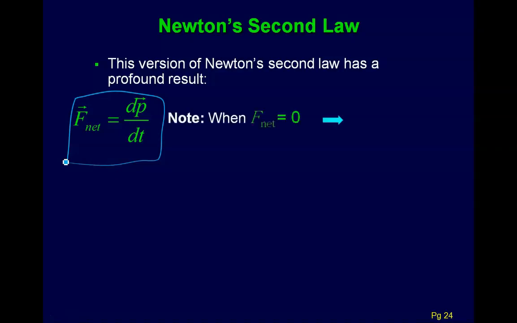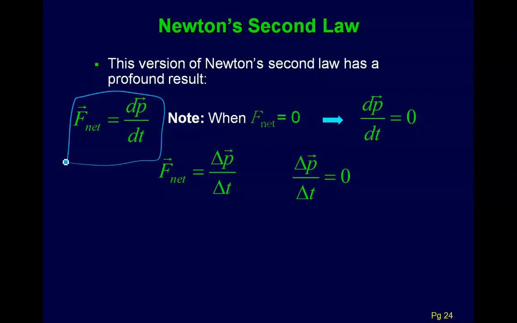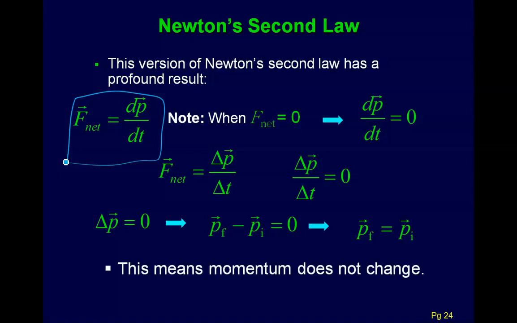When the F net is equal to 0, this implies that the first derivative of momentum with respect to time is 0, which implies that the momentum has to be constant, and therefore it's conserved. Another way to think about this, which can be handy, is to write the derivative as delta p over delta t. And if that equals 0, then you can also see that delta p equals 0, which means that p final minus p initial equals 0, which implies that they have to be the same thing. And so whenever the net force is 0, momentum does not change, and we say the momentum is conserved.